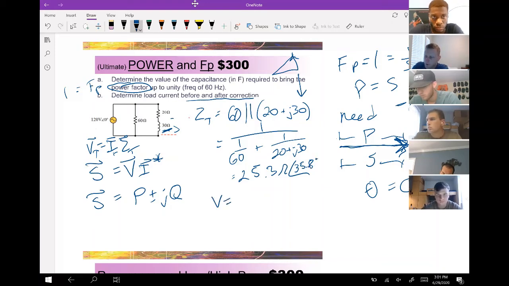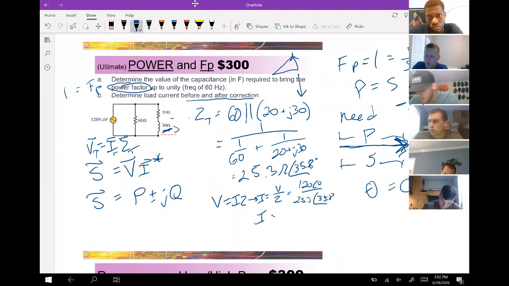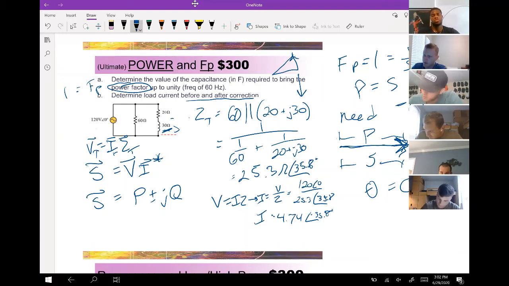So now that I plug that in, V equals IZ, so I equals V over Z, V being 120 angle 0, Z being 25.3 angle 35.8, and my I is 4.74 angle negative 35.8 degrees. Note that's also part B. That's not the load current, but that is the source current. So it's not the load current, it is the source current, I source or I total, initially, prior to correction.